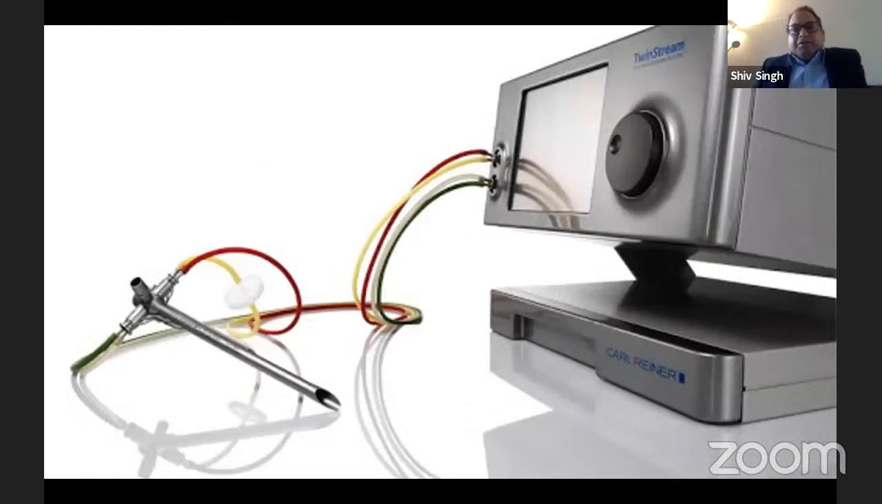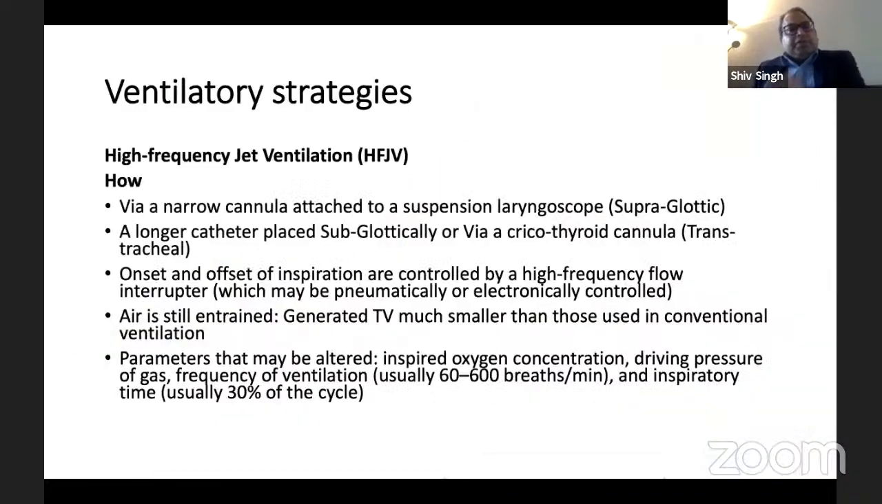So next we come to high frequency jet ventilation. This is the machine and that's the bronchoscope. High frequency jet ventilation can be delivered via a supraglottic device like a suspension laryngoscope. It can be delivered subglottically using long catheters. I'll show some images. Or it can be done transtracheally through a cricothyroid cannula. So it can be done in three different ways. The onset and offset of inspiration is controlled by a high frequency flow interrupter, which can be pneumatically controlled or electronically controlled.